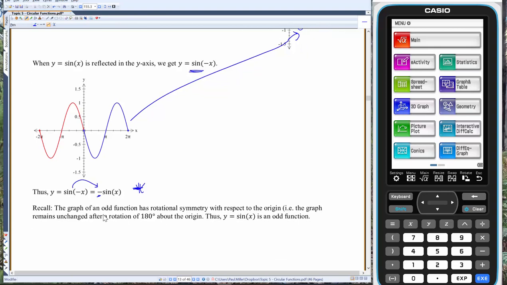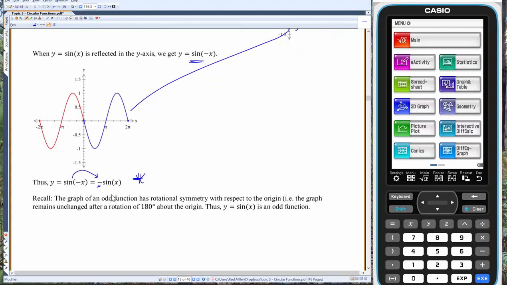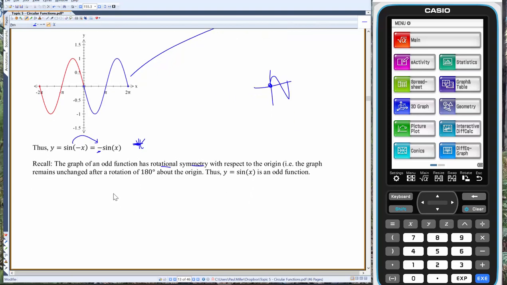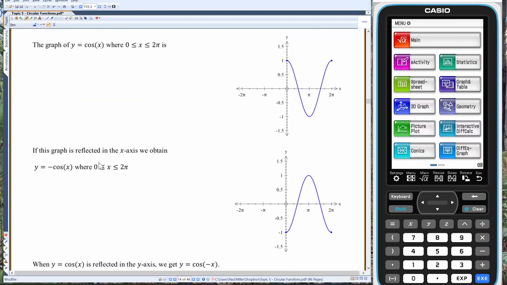All right, so the graph of y equals sine x is actually what we call an odd function because it has rotational symmetry with respect to the origin. That is, if I pick up the original graph like that, using that as an anchor point, and reflect at 90 and then 180, what I end up with is the exact same function. So y equals sine x is an odd function.